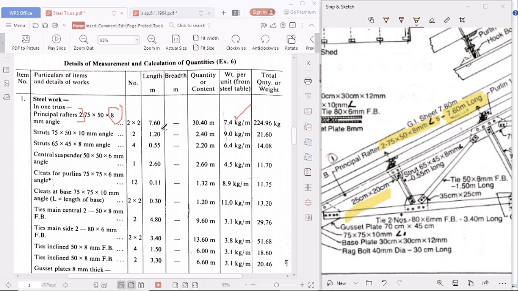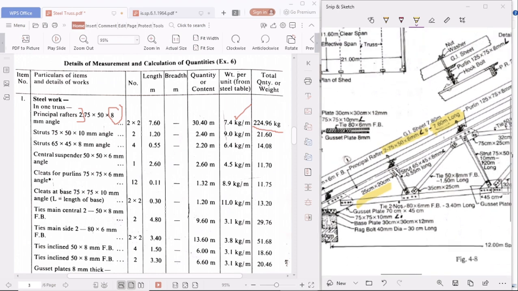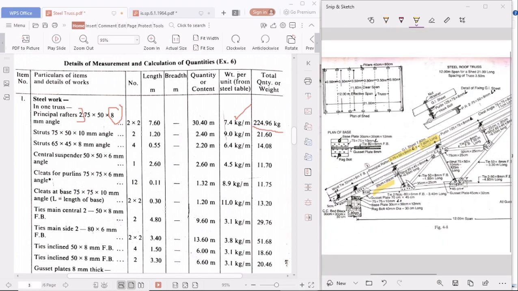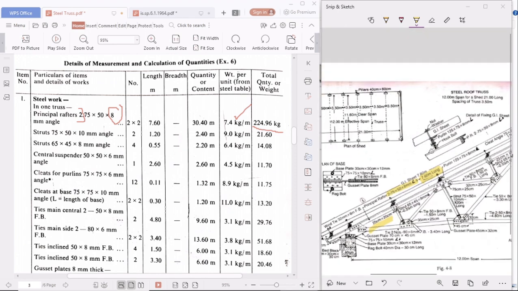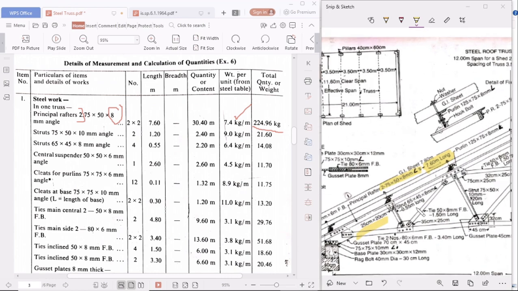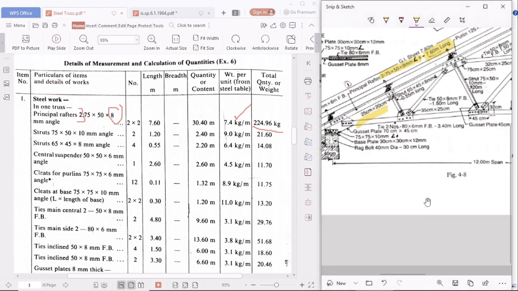So 2 into 2, 7.60, 30.40 is the quantity. When we multiply by the weight per unit, we will get the total quantity of steel required. That is 224.96 kg. Now after the principal rafter, we will take the strut which is connecting the strut and the tie member. Okay, see here, strut. We have two types of strut.